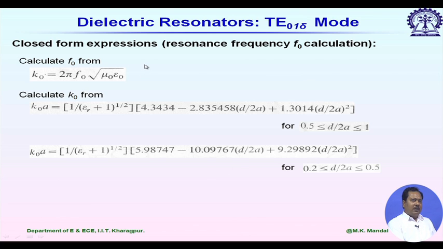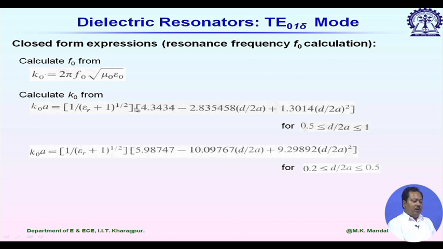There are many closed form expressions available in literature. This is one of them. It is accurate within plus minus 5%, you can say. If the resonator dimensions are given, that means the resonator height d, its diameter 2a, and dielectric material epsilon r, then we can calculate its resonance wave number k naught.